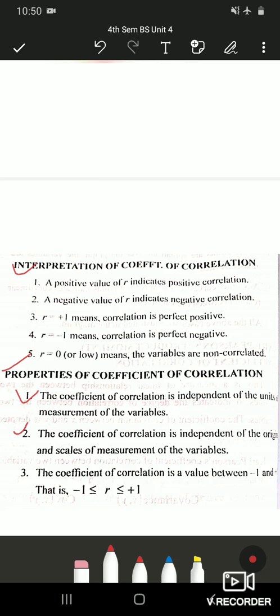Next, the coefficient of correlation is independent of the origin and scale of measurement of the variables. And this is the most important: the coefficient of correlation is a value between minus 1 and plus 1. That is, r always lies between minus 1 and plus 1, and it can take the values minus 1 and plus 1 as well. Therefore, we can write minus 1 less than or equal to r less than or equal to plus 1. These properties are also important. They can be asked for either 5 marks or 2 marks. So from the next class we will solve problems based on Karl Pearson's coefficient. Thank you.